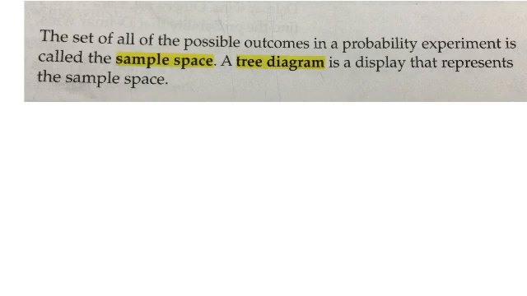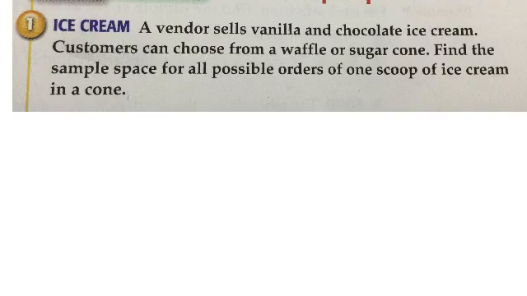So what we're going to be using is a tree diagram, and it's going to display for us the sample space. A vendor sells vanilla and chocolate ice cream. Customers can choose from a waffle or a sugar cone. Find the sample space for all possible orders of 1 scoop of ice cream in a cone. Okay? And so we essentially have 2 decisions to make. We have to first decide what kind of ice cream, and then we have to decide what kind of cone.